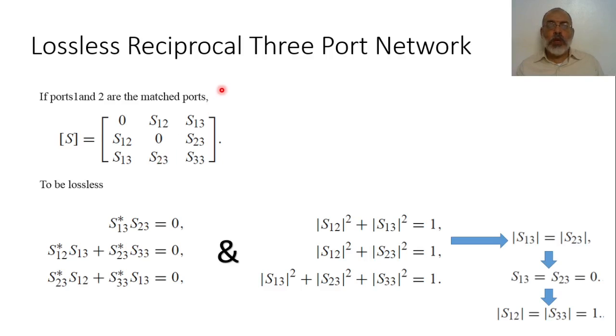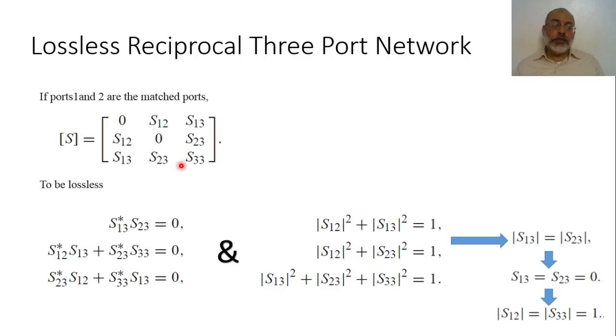In this case, we are going to assume that the network is not completely matched. So, assuming that it is matched at port 1 and port 2, but it is not matched at port 3. So S11 is 0, S22 is 0, but S33 is not 0. So this is the S parameter matrix in this case. Because it is reciprocal, it is symmetric. Because it is not completely matched, we are assuming that only S33 is not matched. Alright?